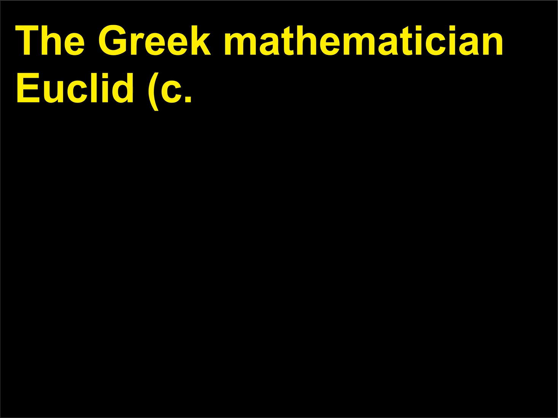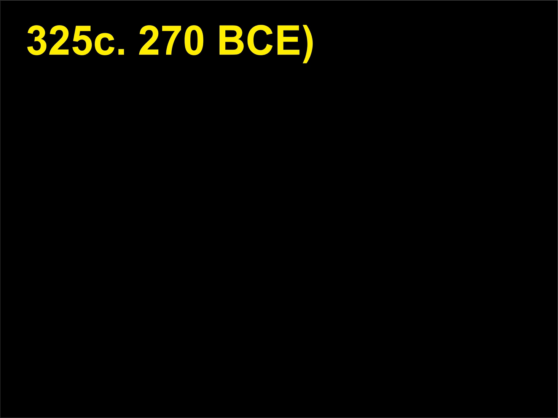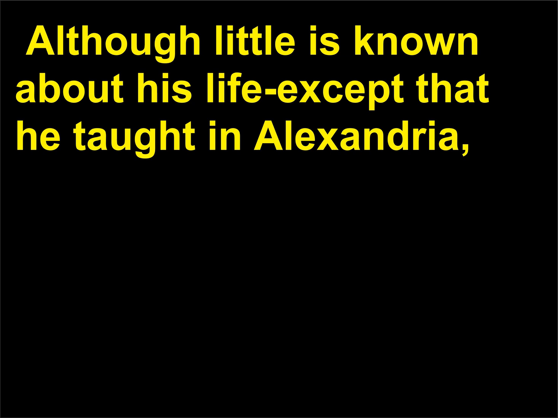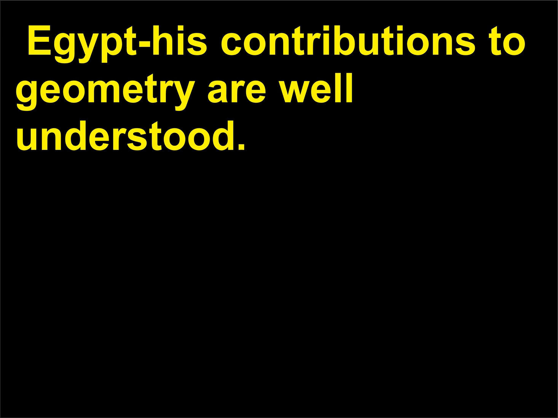The Greek mathematician Euclid, c. 325 c. 270 BCE, contributed to the development of arithmetic and the geometric theory of quadratic equations. Although little is known about his life except that he taught in Alexandria, Egypt, his contributions to geometry are well understood.